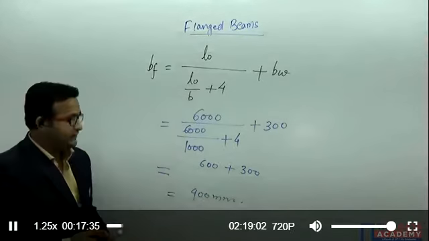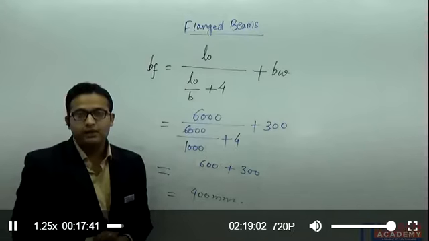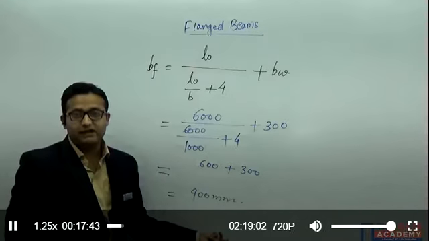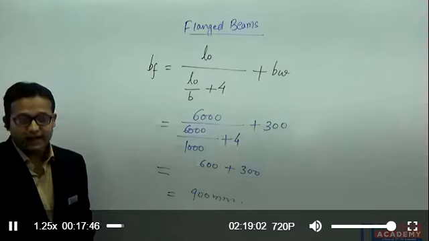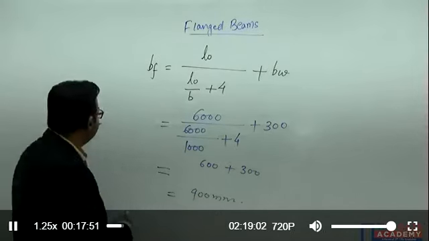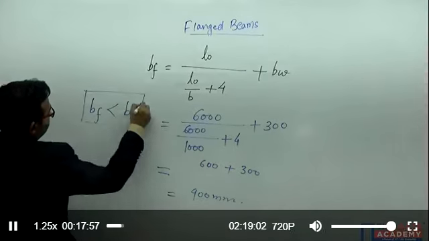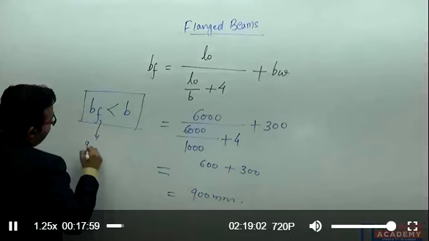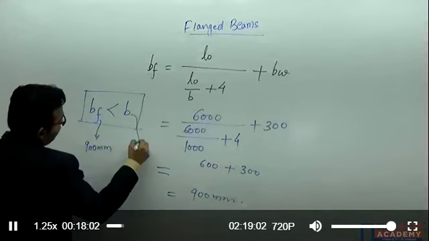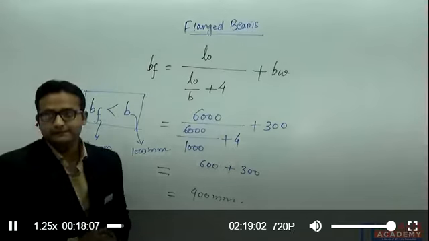So the effective flange width bf, and the actual width b is equal to 1000 mm. So the width of flange is less than the actual b. Right? So the answer is A, 900 mm. I told you the width of flange is definitely less than the actual width. Here I am getting the effective width of the flange as 900 mm and the actual width they have given is 1000 mm.